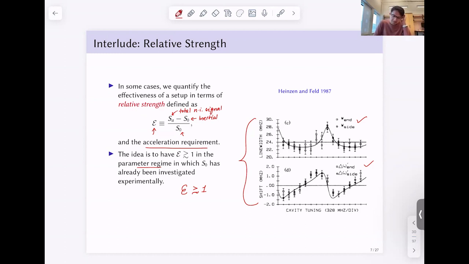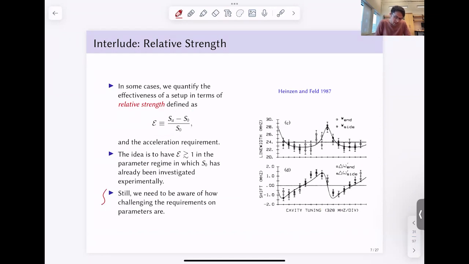For example, in these plots, such parameters would be how much you need to detune away from omega naught to see the non-inertial signal, and what is the quality factor of the cavity or the volume of the cavity that you require. So we'll see if our requirements on these parameters are more or less the same as has been achieved in setups which were dealing with inertial atoms. And then for those parameter regimes, we'll try to have the strength of non-inertial effects of the order of or larger than the strength of the inertial signal. But of course, we'll still need to be aware of how challenging the requirements on parameters are, because the requirement of accelerating the atom might itself require us to consider some changed parameters.